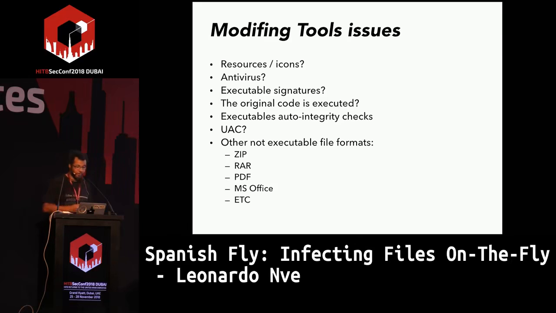Also, doing this research, I found that several files do auto-integrity checks. I mean, for example, VideoLAN in Windows: if you modify the file itself, when you run it, VLC will detect that it has been modified and launch an alert. Other problems, as I said, are that not all the files that we download are executables.